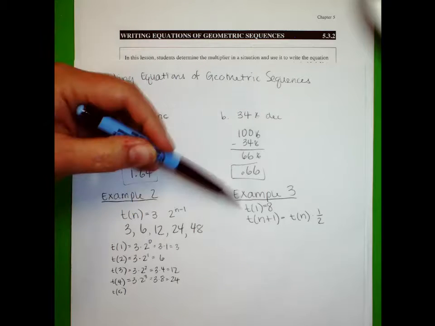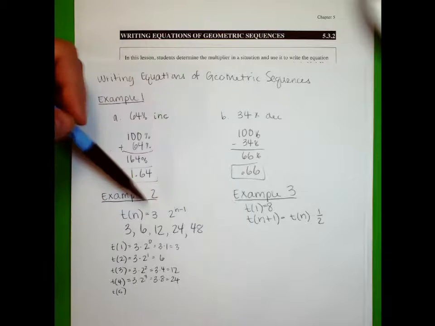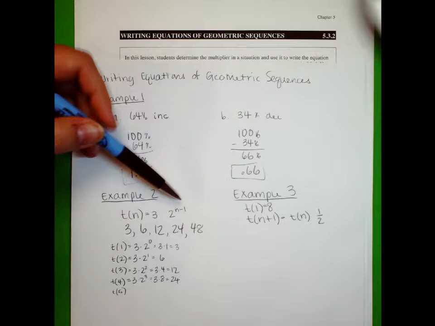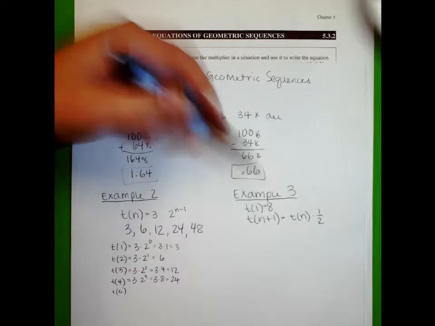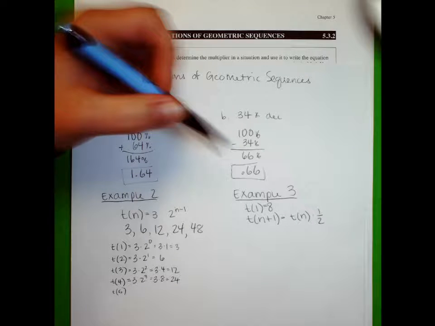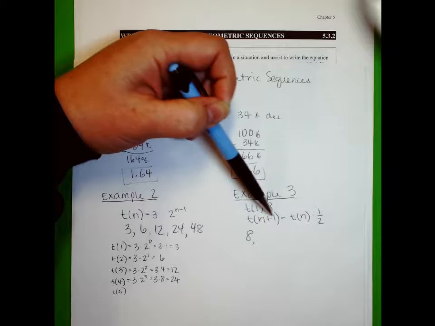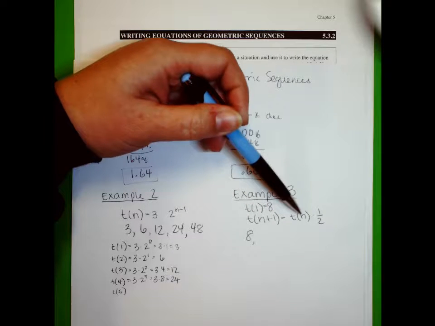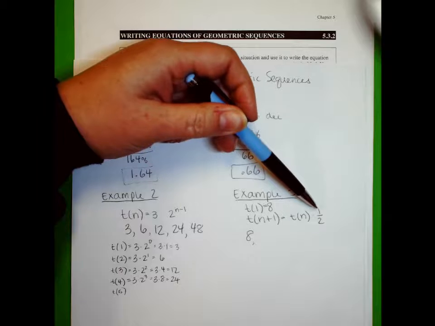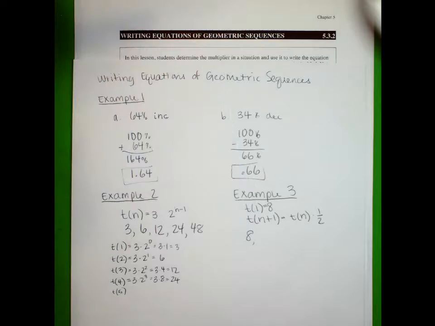For example number 3, this is a recursive equation. Example number 2 was explicit. The recursive equation says your first term is 8. So your first term is 8. To find your second term, what comes after the first term, you take your first term and multiply by 1/2. So what is 8 times 1/2? What is 1/2 of 8?